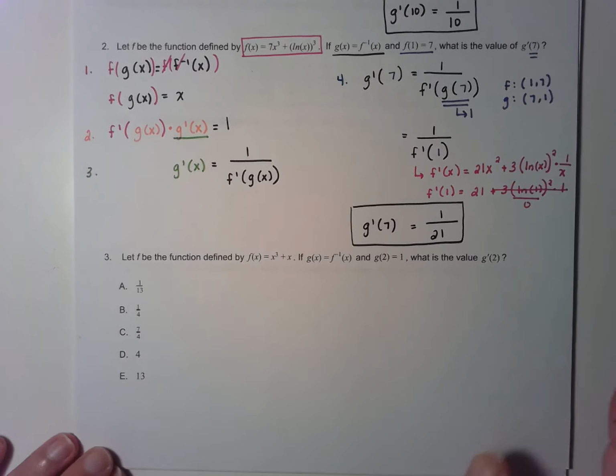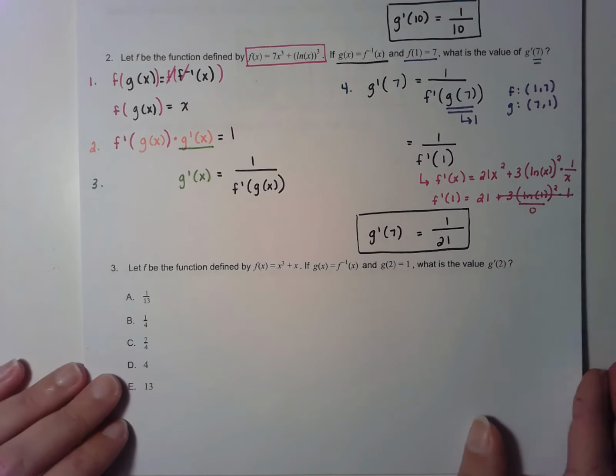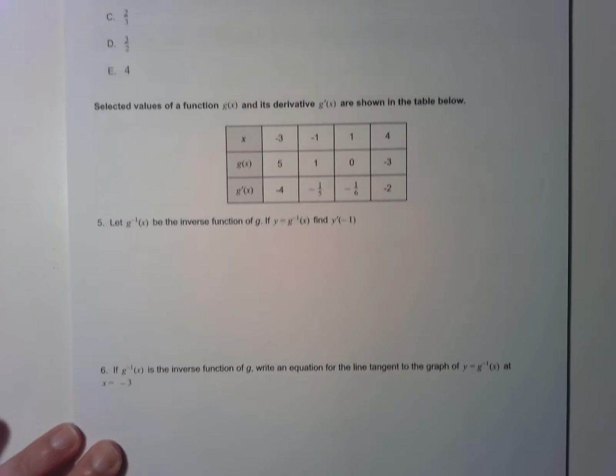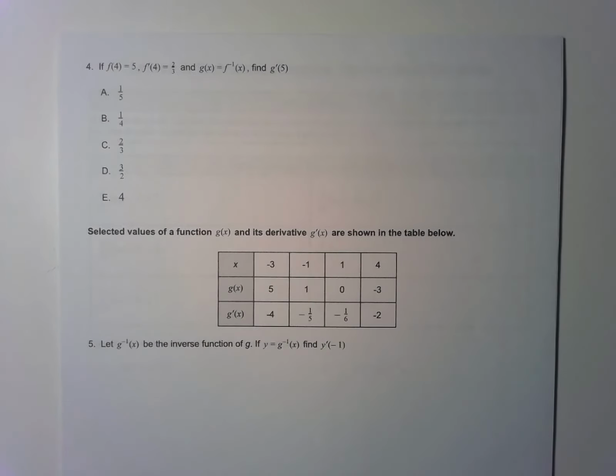I'm actually going to skip problem number 3 because it is very similar to the ones that we already did. And let's go ahead and do problem number 4. So problem number 4 says if f of 4 is equal to 5, f prime of 4 is equal to 2/3, and g of x is equal to f of x, f inverse of x, find g prime of 5.